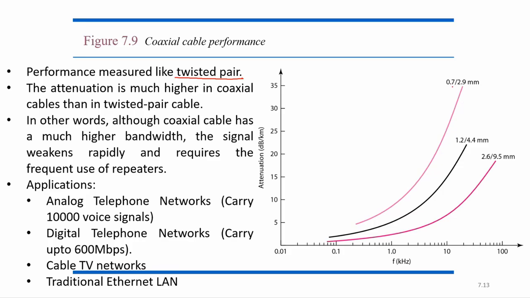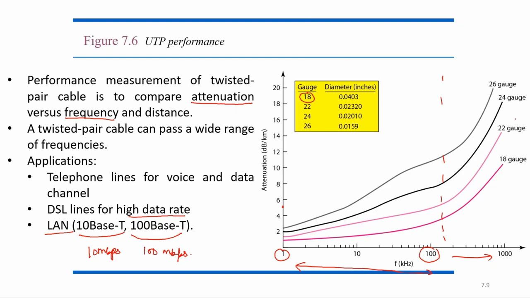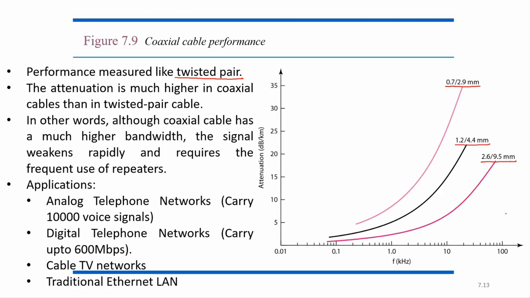Also, it is given here as the diameter of the coaxial cable, the inner and outer conductors. Its diameter is given. As we increase the diameter, you can see attenuation reduces. In the previous case, if we increased the gauge size of the cable, the attenuation increased. But here, if we increase the diameter, the attenuation reduces.